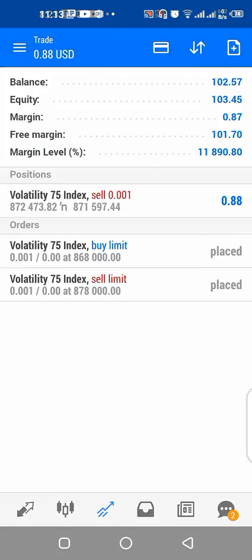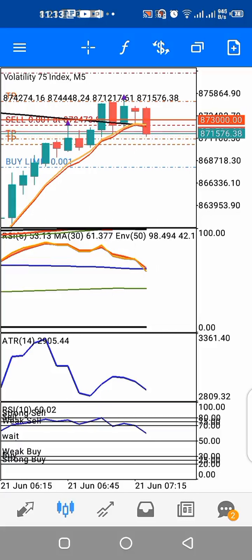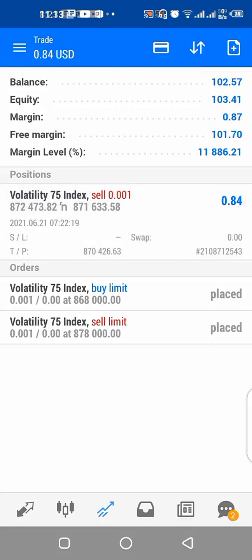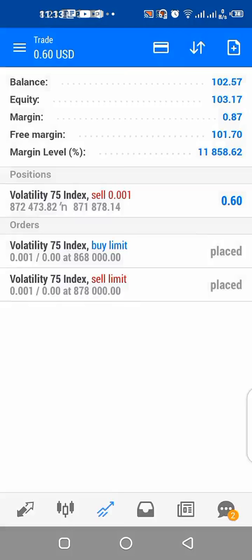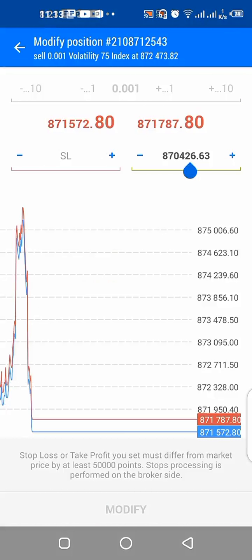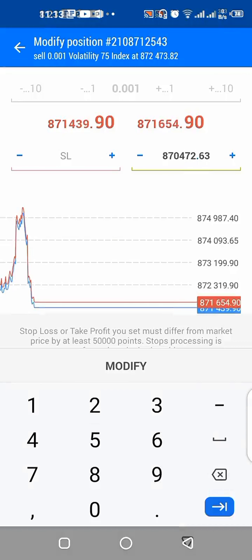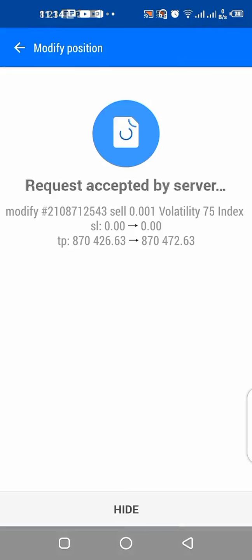From 872,473 to 870,473 or thereabouts. In as much as I've placed the take profit at about 2,000 points, that's going to give me $2. I will also monitor if price tends to show some retracement. I may close my scalp trade in profit, so that I won't have some drawdown.